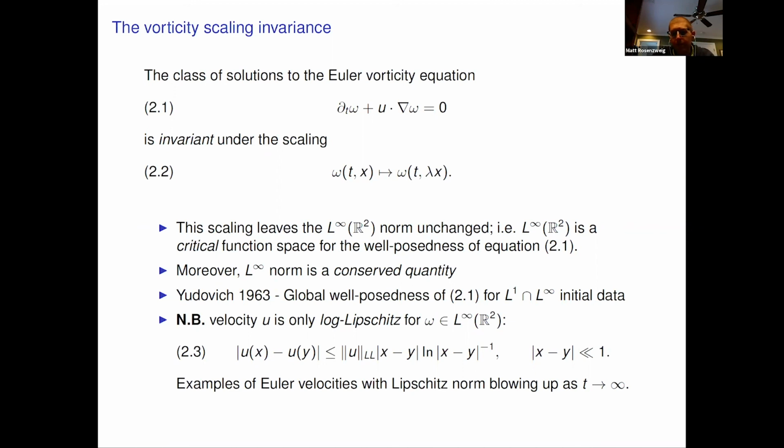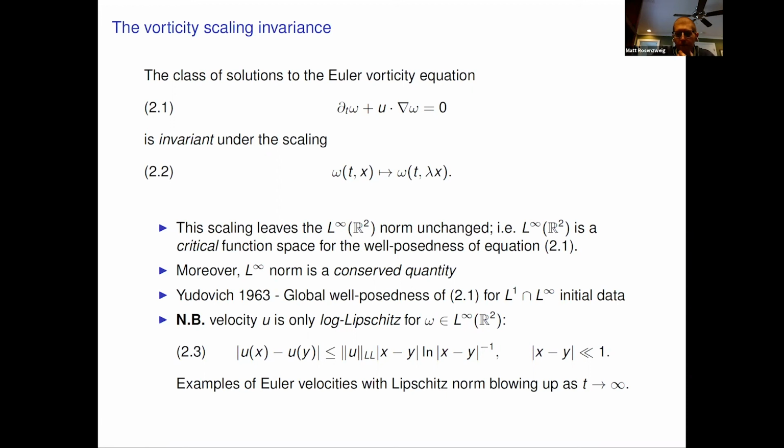And moreover, the L infinity norm is actually a conserved quantity for the Euler vorticity equation. More generally, all the L^p norms are conserved. This has to do with the fact that they're a degeneracy known as a Casimir of the Poisson structure underlying the Hamiltonian nature of the Euler equation. And in fact, a famous result of Yudovich from the 1960s is that the Euler equation is globally well posed for vorticity which is in L^1 and L infinity. So you have, say, some measure which has an L infinity density, then there's a unique global solution corresponding to that initial datum.